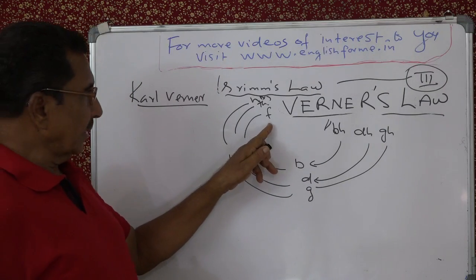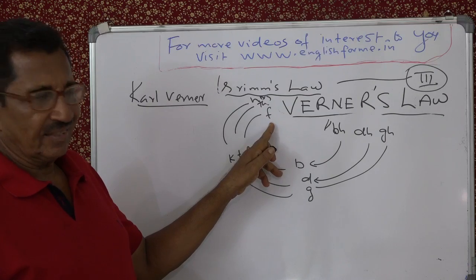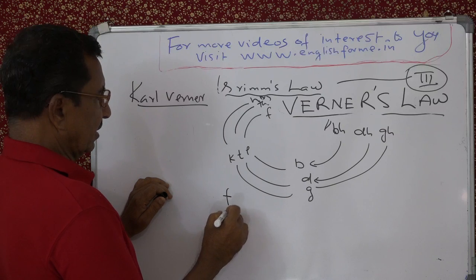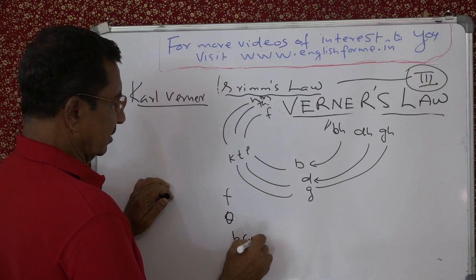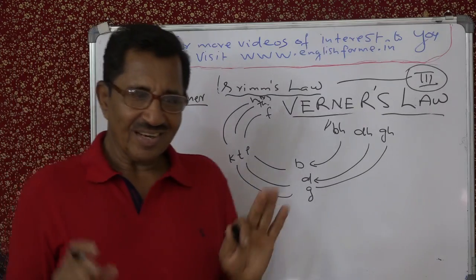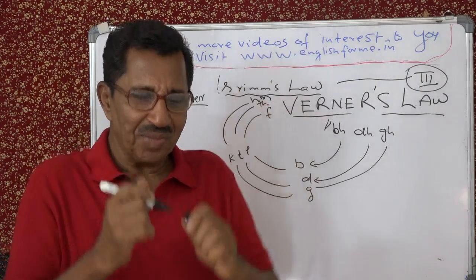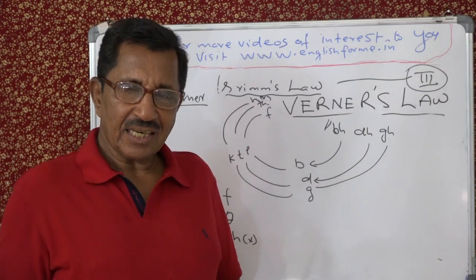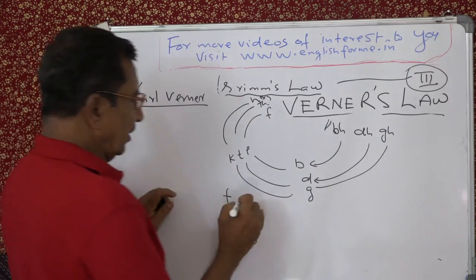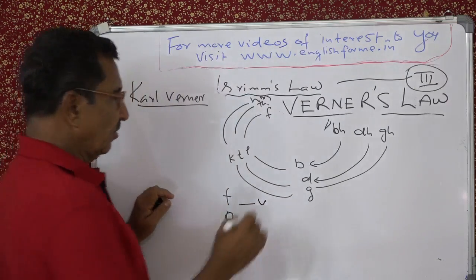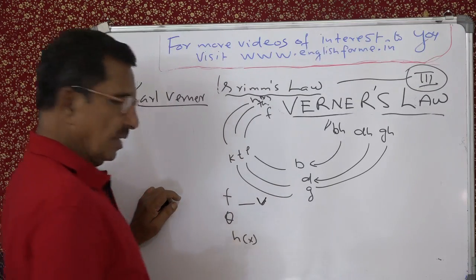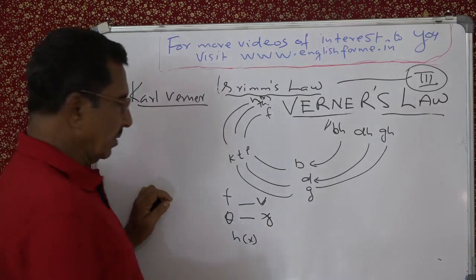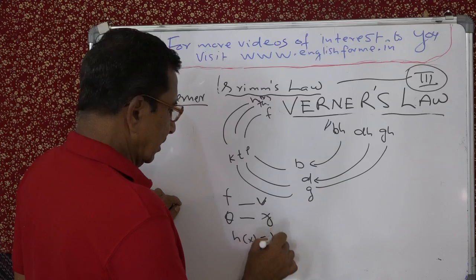Now, Grimm's law comes up to this. That is, you have got the f, then th, and h. Now, Verner says, it did not stop there. The circle is not complete. To complete the circle, he says, f later became v, a voiced fricative. And th later became the voiced fricative. And h later became h, that is a voiced fricative.